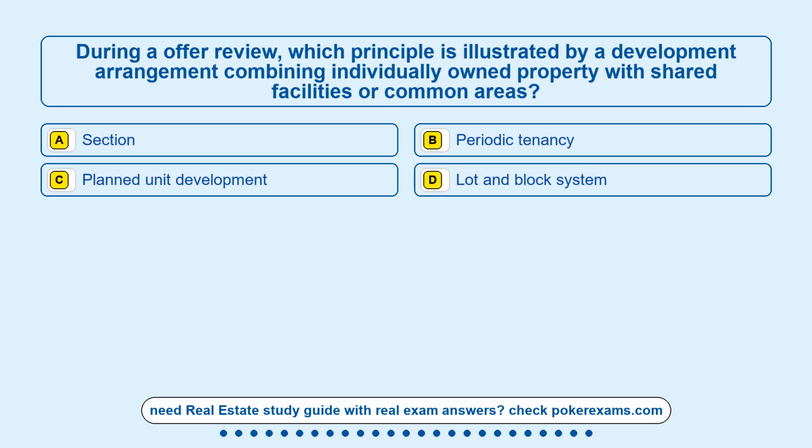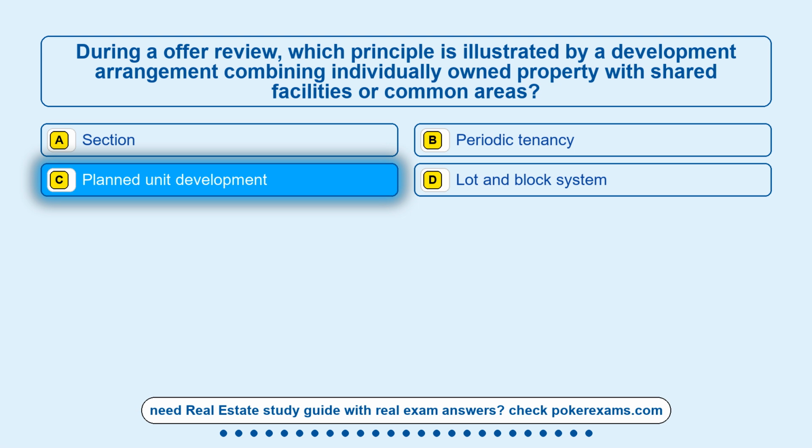Question 20. During an offer review, which principle is illustrated by a development arrangement combining individually owned property with shared facilities or common areas? Option A, section. Option B, periodic tenancy. Option C, planned unit development. Option D, lot and block system. The correct answer is option C, planned unit development.